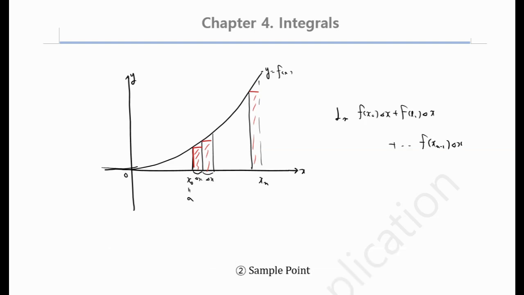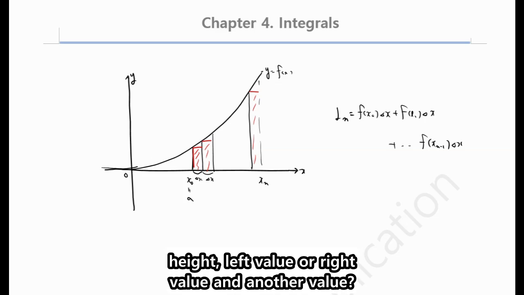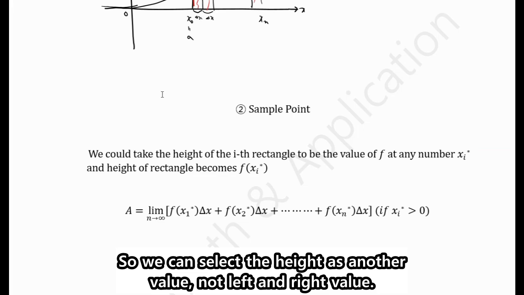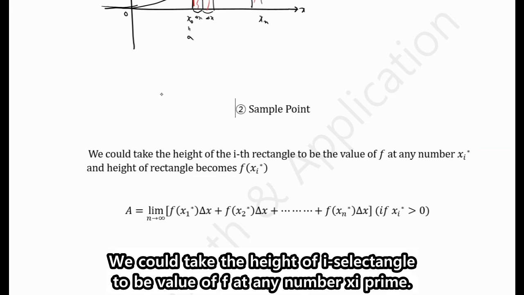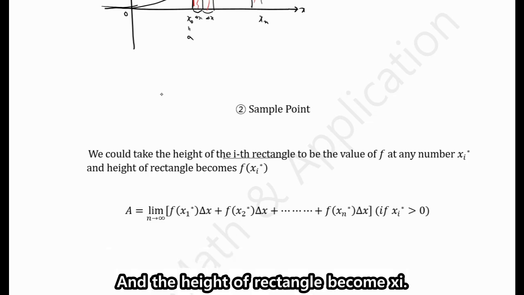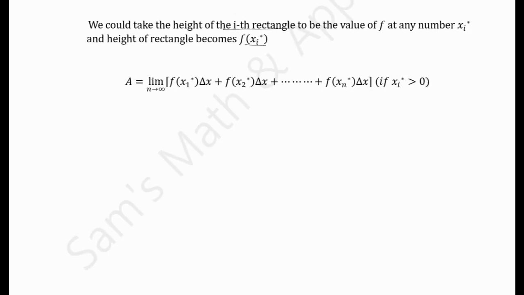What is important is how we determine the height, left value or right value, or another value. We can select the height as another value, not the left or right value. We could take the height of the rectangle to be the value of f at any number xi star, so the height of the rectangle becomes f(xi star).